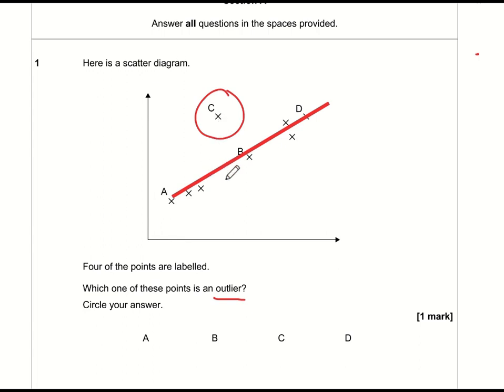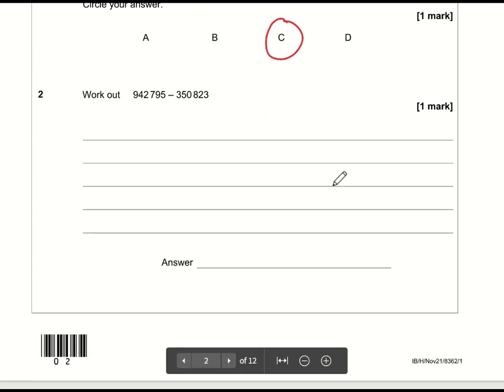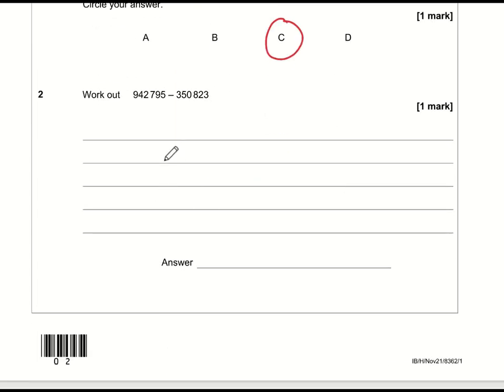This one is ridiculously high for its horizontal distance from the origin. All of these ones here follow a nice pattern. As we are increasing on the x-axis, we're just going slightly up each time on the y-axis. However, for C, it's very far up, and as we can see, it's a long way from this line of best fit. So the answer here is C. C is the outlier.